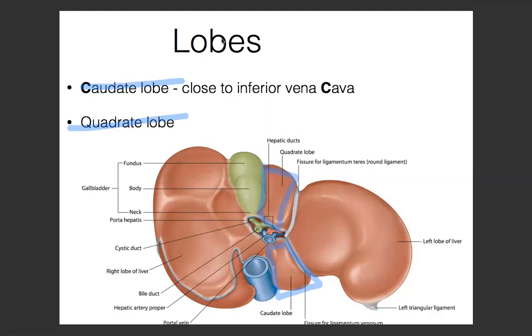The best way to remember it for me specifically is that the C in caudate stands for cava. So it's the one that's next to the inferior vena cava. That's how I used to remember it. So this would make this one the caudate and the other one the quadrate. Just remember, caudate stands for cava. The caudate lobe is next to the inferior vena cava, while the quadrate lobe is the one that's next to the gallbladder. Done?